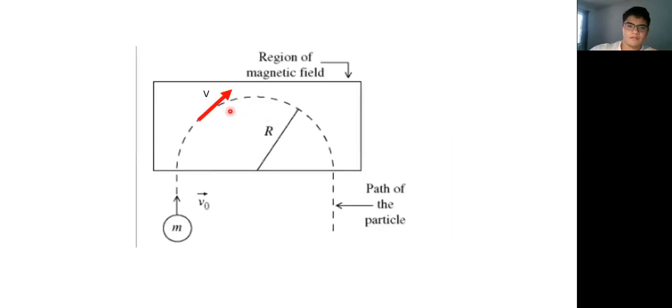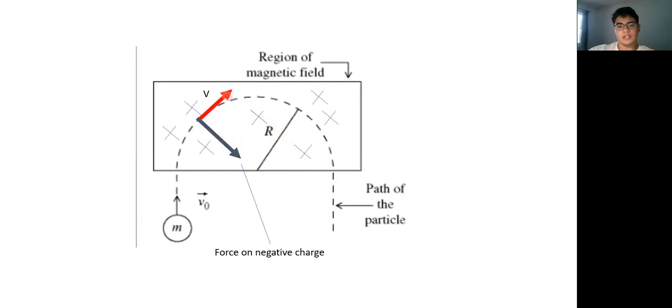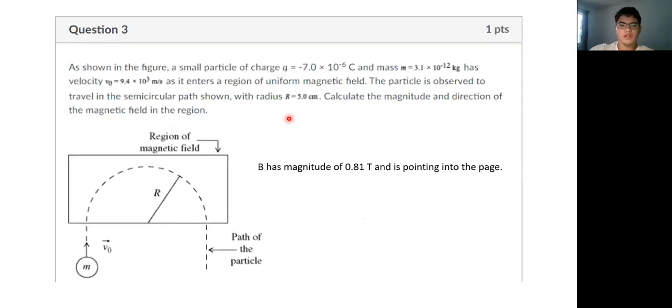So we have this velocity and we have this force on the negative charge. Thus, the magnetic field is actually going to have to be pointing into the page, as we see here, to create that cross product, which is a negative cross product, to create that force that is needed to create this path for the particle. So to answer this question, we found the magnitude to be 0.81 Teslas, and it is pointing into the page.